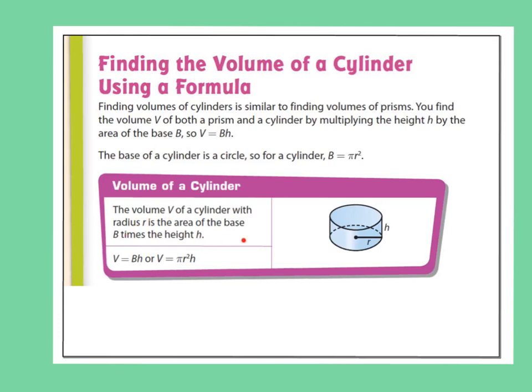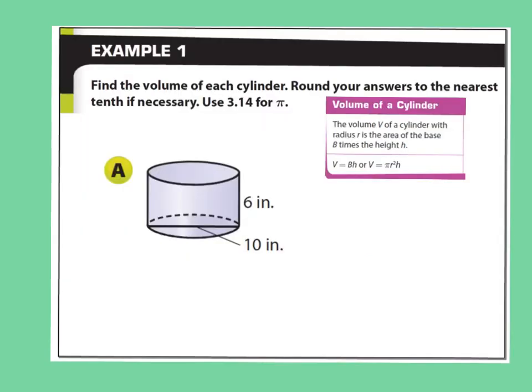So when you're thinking about the volume of a cylinder, you can think of this original formula, volume equals area of the base, big B, times height, but you have to remember that area of the base, big B, comes from our area formula for a circle, pi r squared.